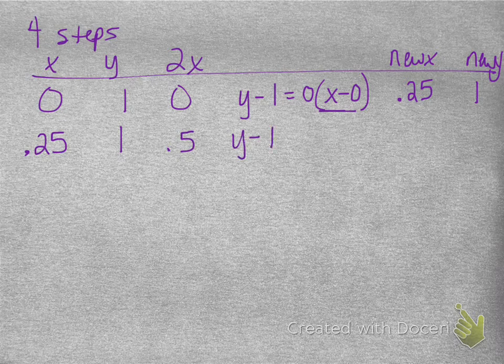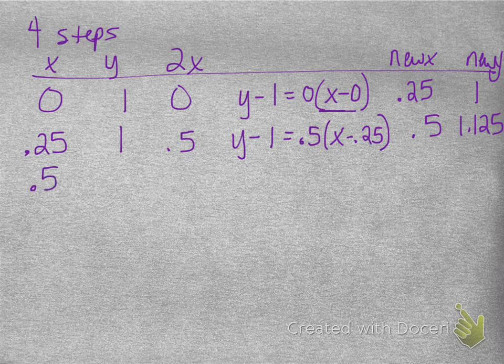y minus y1 equals m times x minus x1. You know what? I didn't even do the m right. m times x minus x1. Your new x is 0.5. Plug in your 0.5 and you should get 1.125. So that comes here. That's your new things that you're plugging in. Plug in your 0.5 into 2x, you get 1 for the slope.